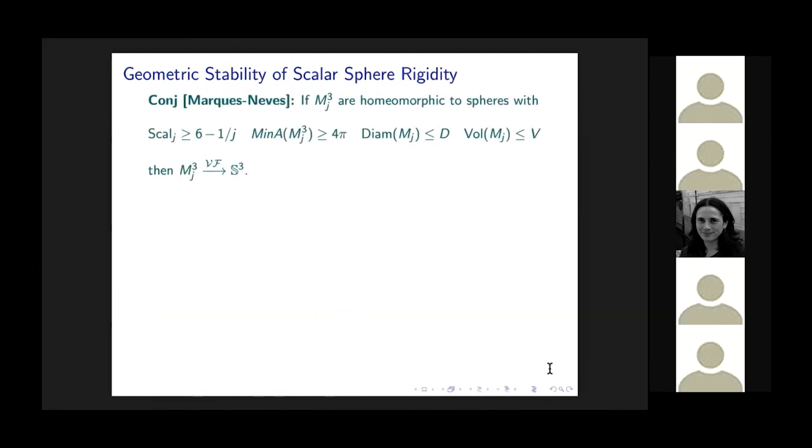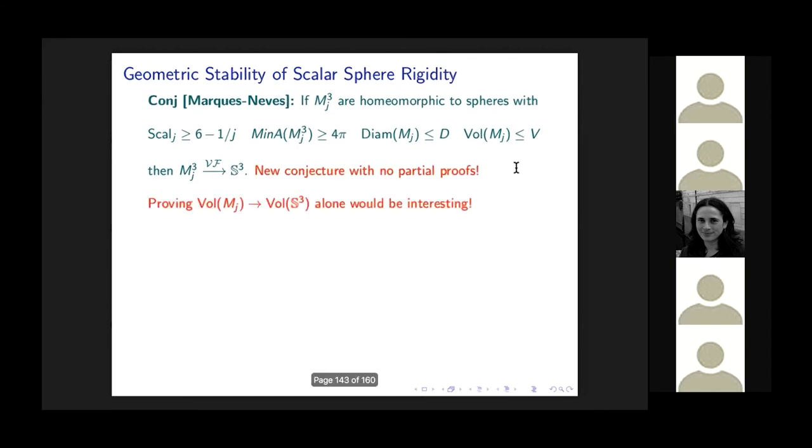And then the stability of the scalar sphere rigidity. Again, remember the scalar sphere rigidity theorem says scalar greater than or equal to 6, homeomorphic to sphere, and min A equal to 4 pi, the width is 4 pi, implies M_j^3 volume preserving converges to S^3. So we're going to assume 4 pi here because the width should be 4 pi. This is actually the way Marques and Neves stated it. They want the min A to be 4 pi, not allowed to go towards 0, really far from 0. Diameter and volume, they said that the M_j^3 should volume preserving converge to S^3. This is a new conjecture. There's no partial proofs done on this.